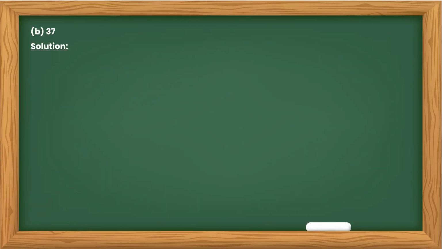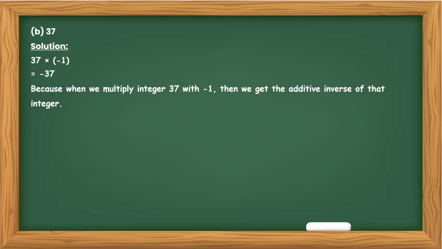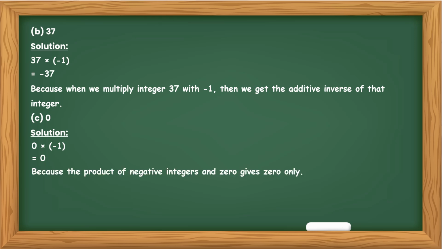Now you'll have to find out how will you get minus 37. So 37 into minus 1 is minus 37, because when we multiply the integer 37 with minus 1, then we get the additive inverse of that integer. And how will you get 0? 0 into minus 1 is again 0, because the product of negative integers and 0 always gives you 0 only. It's not only for negative integers, even for positive integers it is always 0.